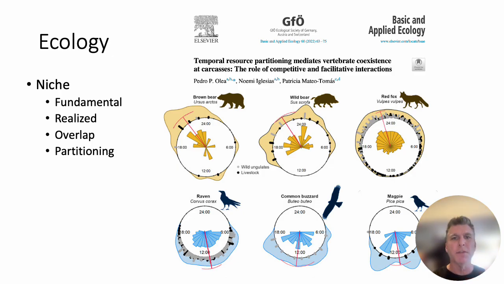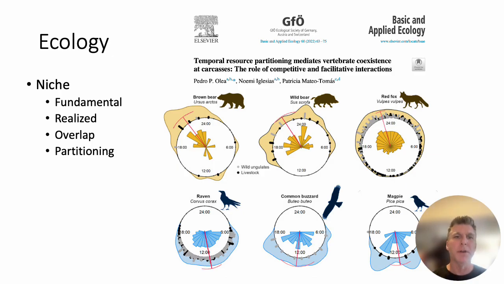The fundamental versus the realized niche. The fundamental niche is the areas that an organism would occupy if it didn't have any predation affecting it or any competition keeping it out of certain areas. There's always predation and competition, so your realized niche is what you're actually doing. And that leads to the ideas of niche overlap and niche partitioning. So niche overlap, just as you'd expect, refers to things inhabiting the same ecological scope.